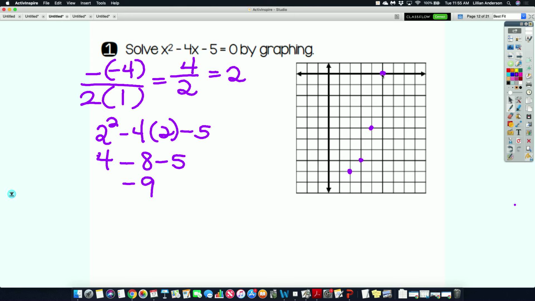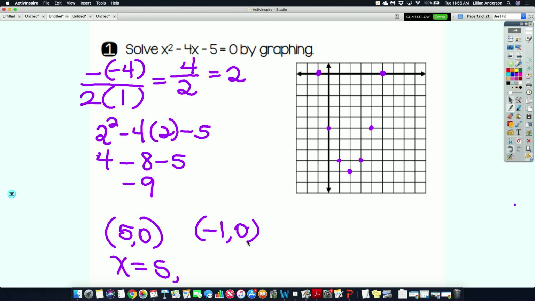Okay? What is that point? 5, 0. So that's one of my solutions, or I could say x equals 5, because it's a solution. Now I need the one on the other side. So I go up 1 over 1, up 3 over 1, and then what's that point? So my 2 solutions for this quadratic are 5 and negative 1.